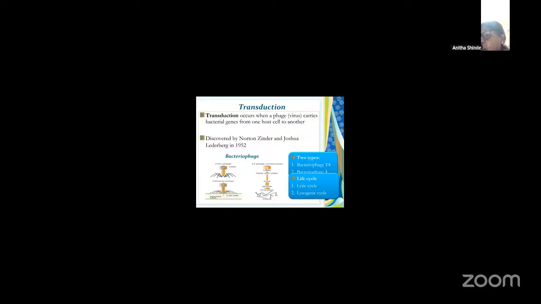Now this transduction was described by Norton Zinder and Joshua Lederberg. Phage is nothing but a bacteriophage, such as the T4 or lambda phage. They explained this phenomenon in the lambda phage virus, and it occurs only when the phage particle carries a bacterial gene from one host cell to another cell. Now we will see the mechanism.